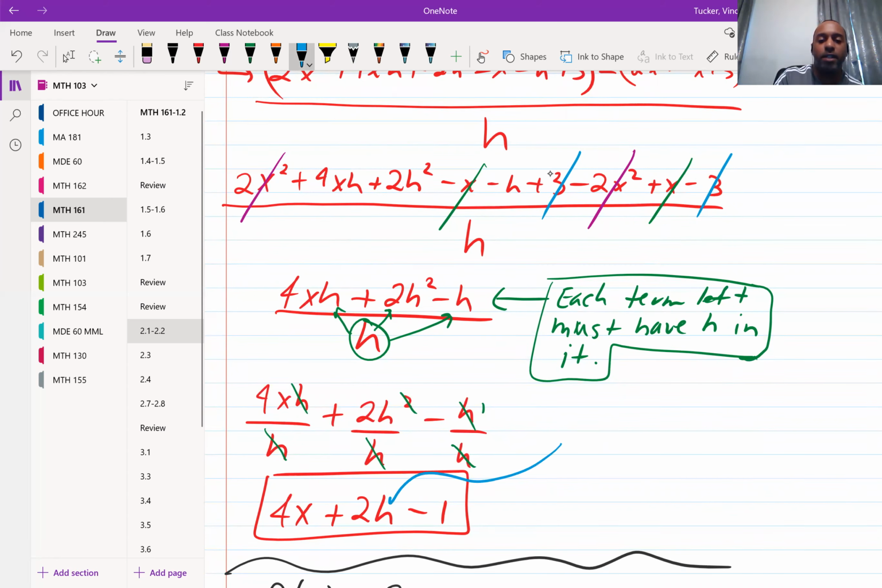So now if h is 0, that's not a problem. 2 times 0 is just 0. But we had to cancel it out in our denominator. All right. Questions?